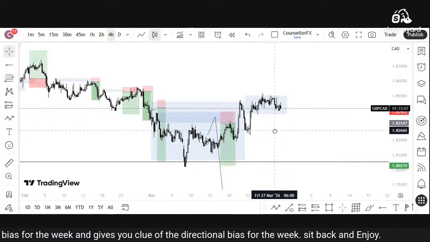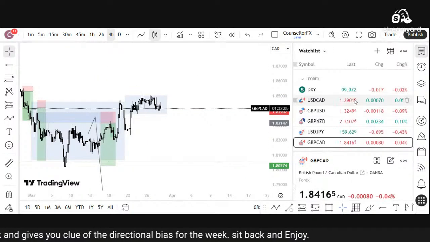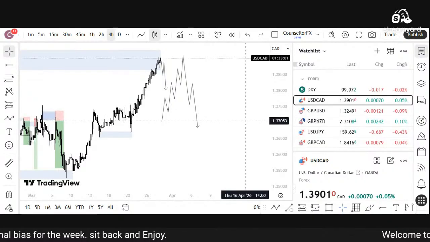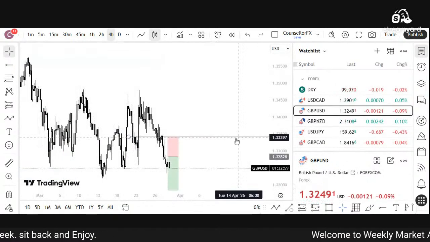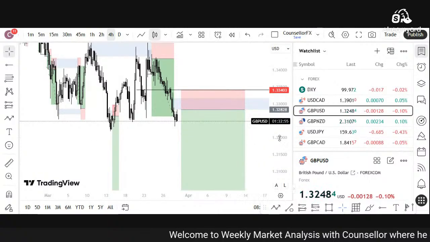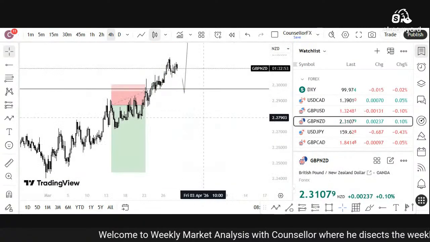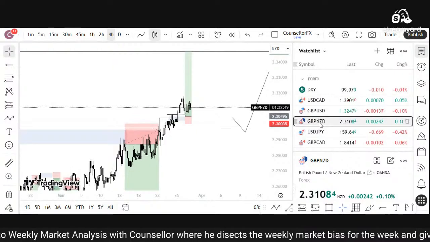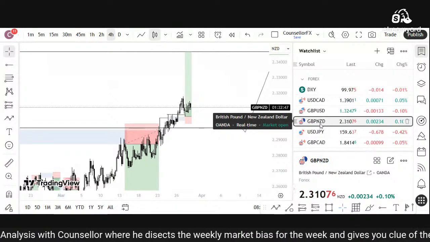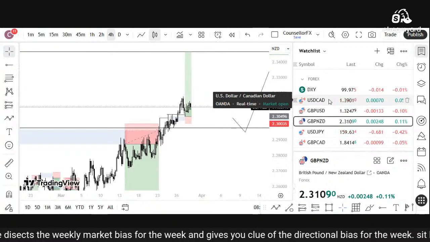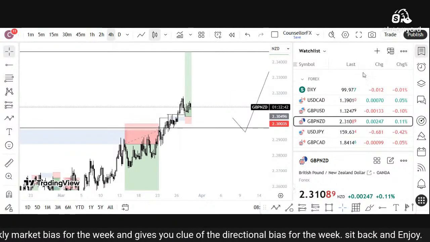So nothing inside here. For this week, we have only USD. There's nothing on this one. This one is waiting for confirmation. GBP USD is the only one we have, which is tap here and then continue selling. And then GBP NZD, tap here and then continue buying. So we have only 2 solid entries for this week, GBP USD and GBP NZD. This one waits for confirmation and then that's it.